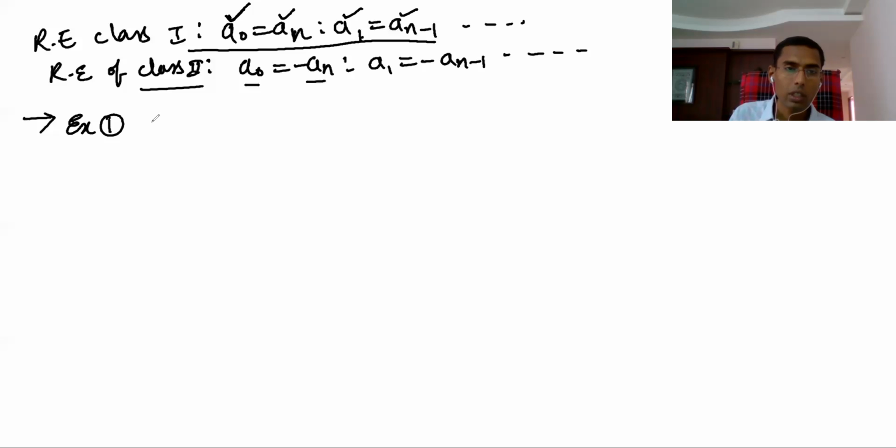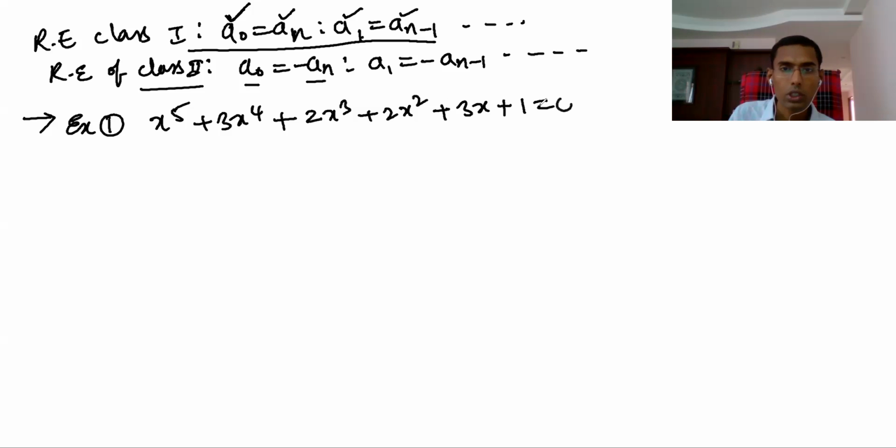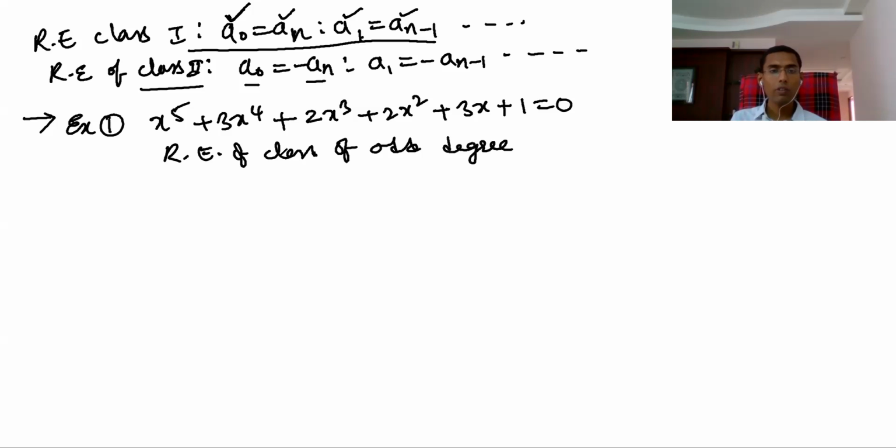Already we have taken one example, that is x power 5 plus 3x power 4 plus 2x cube plus 2x square plus 3x plus 1 equals 0. This is a reciprocal equation of class 1, very clearly of odd degree. I have first taken class 1 of odd degree.